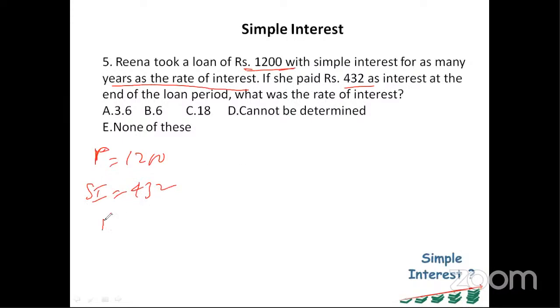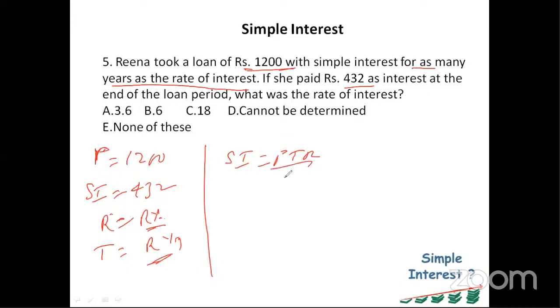They are asking us to find the rate of interest, but they have given one hint: simple interest for as many years as the rate of interest. So the rate of interest is R percent, and the number of years is also R. That is what they are telling. So let us substitute in the formula.